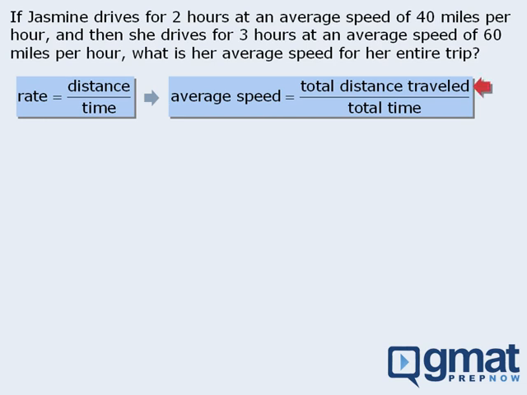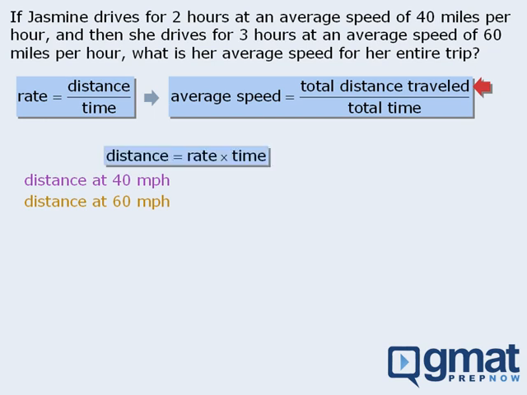Now, although the question does not explicitly tell us the total distance traveled, we do have enough information to calculate it. Just be sure to note that there are two distances that we need to calculate here: the distance traveled at 40 miles per hour and the distance traveled at 60 miles per hour. To calculate both distances, we will apply the distance formula.